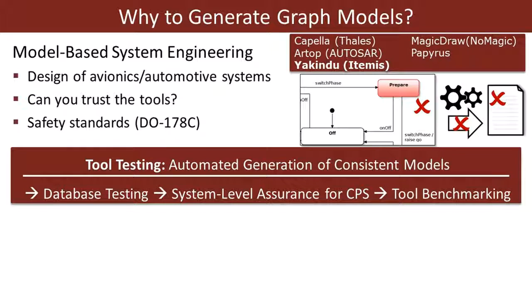The automated and systematic testing of the modeling tools necessitates use of model generators to produce well-formed or intentionally malformed models as test inputs. In addition, such auto-generated graph models can be beneficial for database testing, system-level assurance for autonomous CPS, or design tool benchmarking scenarios.